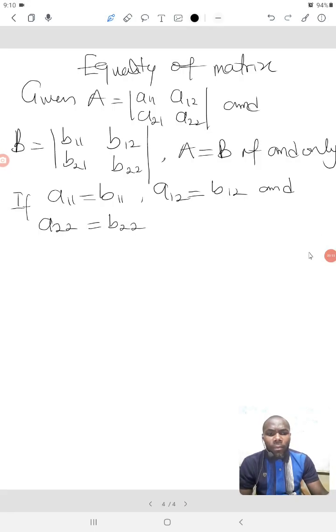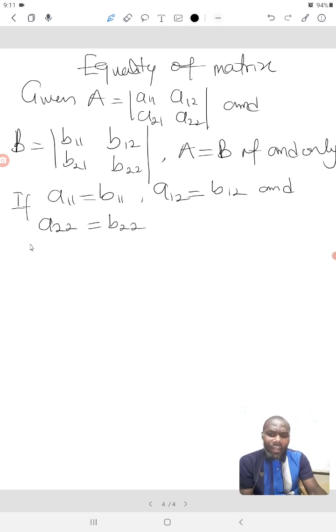So after we are able to notate matrix, now I want to talk about the equalities of matrix. Given A equal to A row 1 column 1, A row 1 column 2, A row 2 column 1, A row 2 column 2, and B as a matrix of this. A is equal to B if and only if this value is equal to this value, and so on. So A row 1 column 1 is equal to B row 1 column 1.